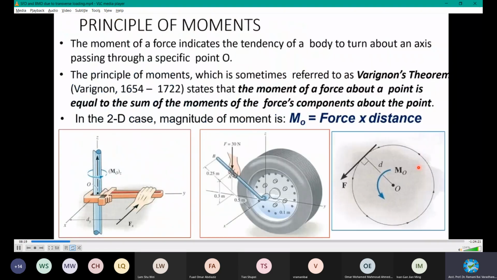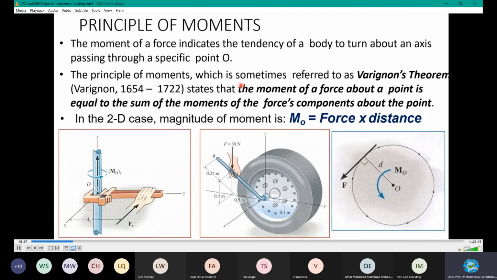Let's see how we are finding out. Principles of moments. Are you following? Any questions so far? Right. The moment of a force indicates the tendency of a body to turn about an axis passing through a specific point O. Moment is always acting about a point or about a section. Mostly it is about a section because it has direction. Better to follow it about a section or an axis, and otherwise a point. Always about a point O. These are the examples you are seeing here.